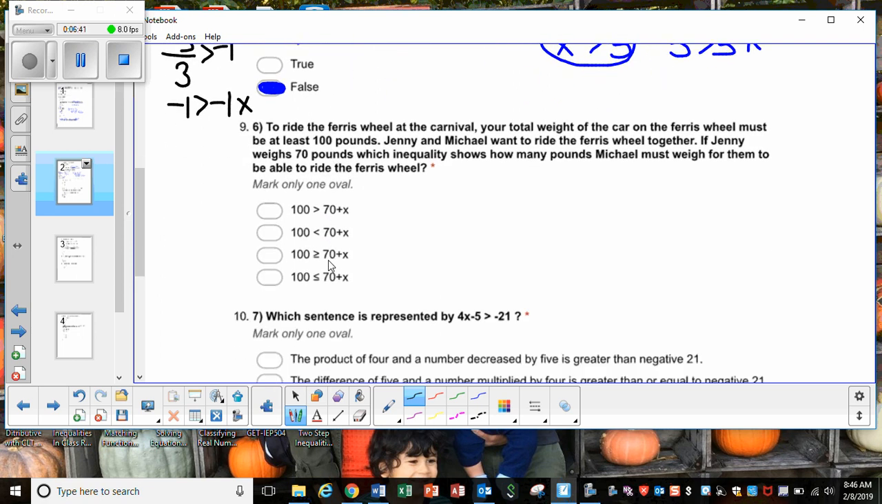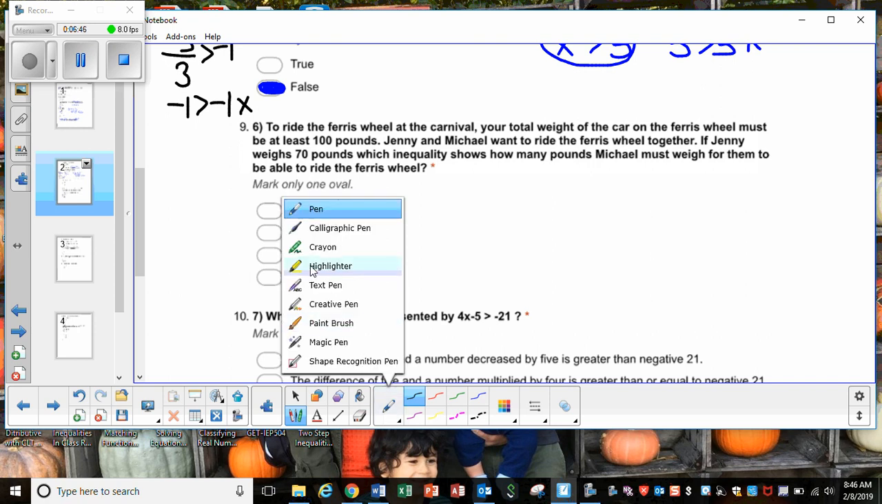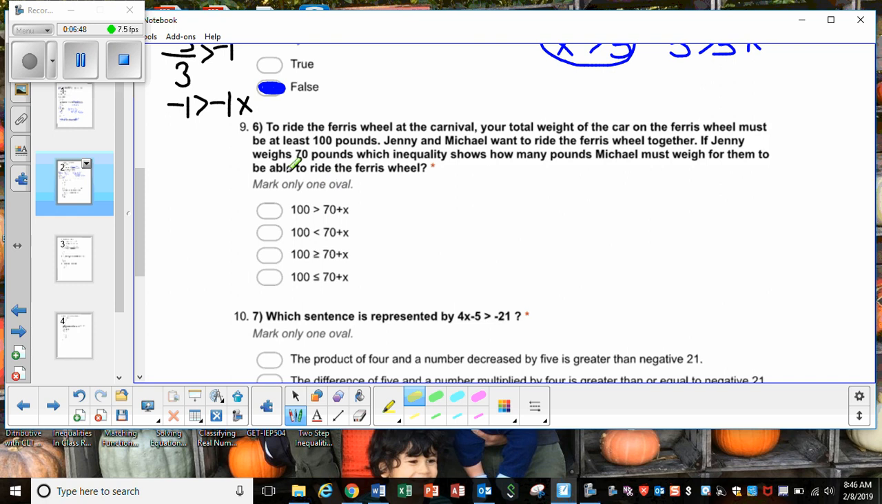Okay, so the next problem, number 6, is a word problem. So this is where you really want to read the problem, highlight keywords, just like you can do in Horizon. To ride the Ferris wheel at the carnival, your total weight of the car on the Ferris wheel must be at least 100 pounds. Jenny and Michael want to ride the Ferris wheel together. If Jenny weighs 70 pounds, which inequality shows how many pounds Michael must weigh for them to be able to ride the Ferris wheel? So you want your weight to be at least 100 pounds.